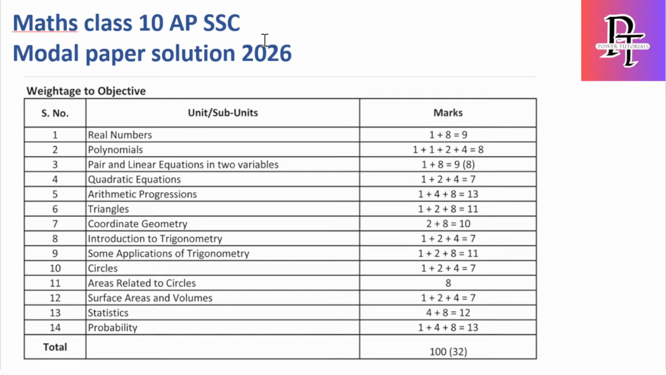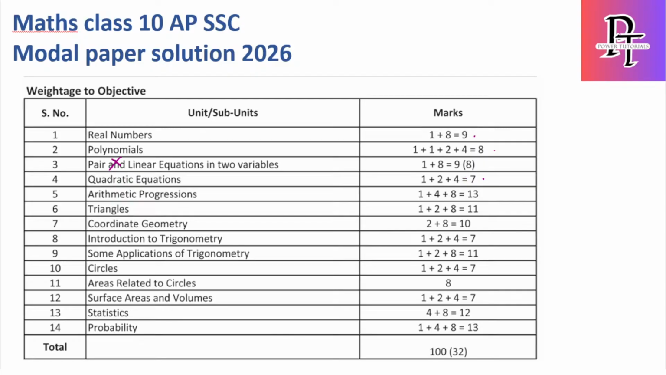This is the marking pattern which I have mentioned in the model paper, and this will be exactly the same as the board exam. They have clearly mentioned that we cannot neglect any chapter, because each chapter's weightage is at least 7 marks. If you see here, the weightage of real numbers is 9 marks. The weightage of polynomials is 8. Pair of linear equations in two variables is 8 to 9 marks.